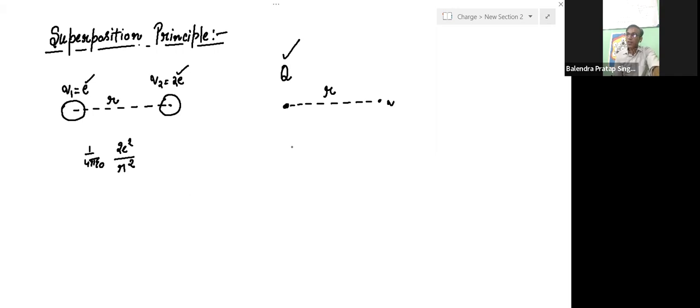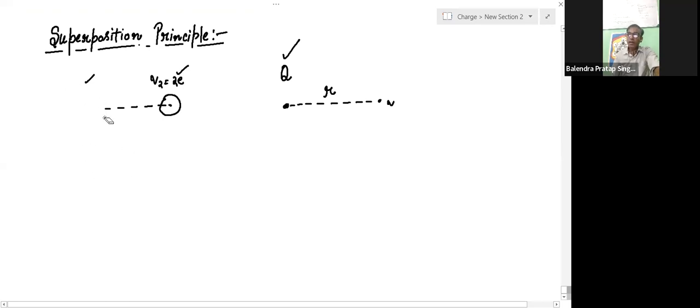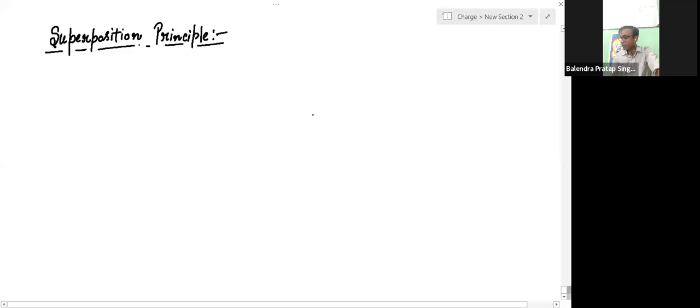So today I will start from the superposition principle, and I already gave you the statement of this superposition principle. Today I will briefly discuss this principle, and I will do some numericals related to it. And after doing these problems, you will be able to find the electric field due to a system of charges.